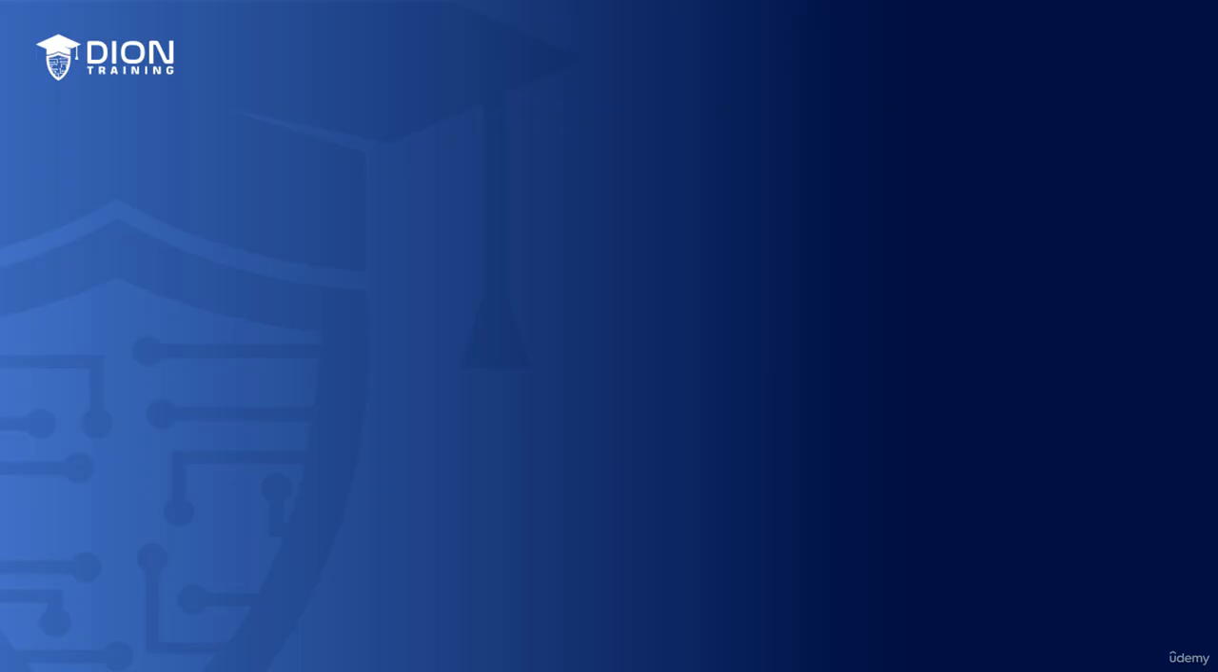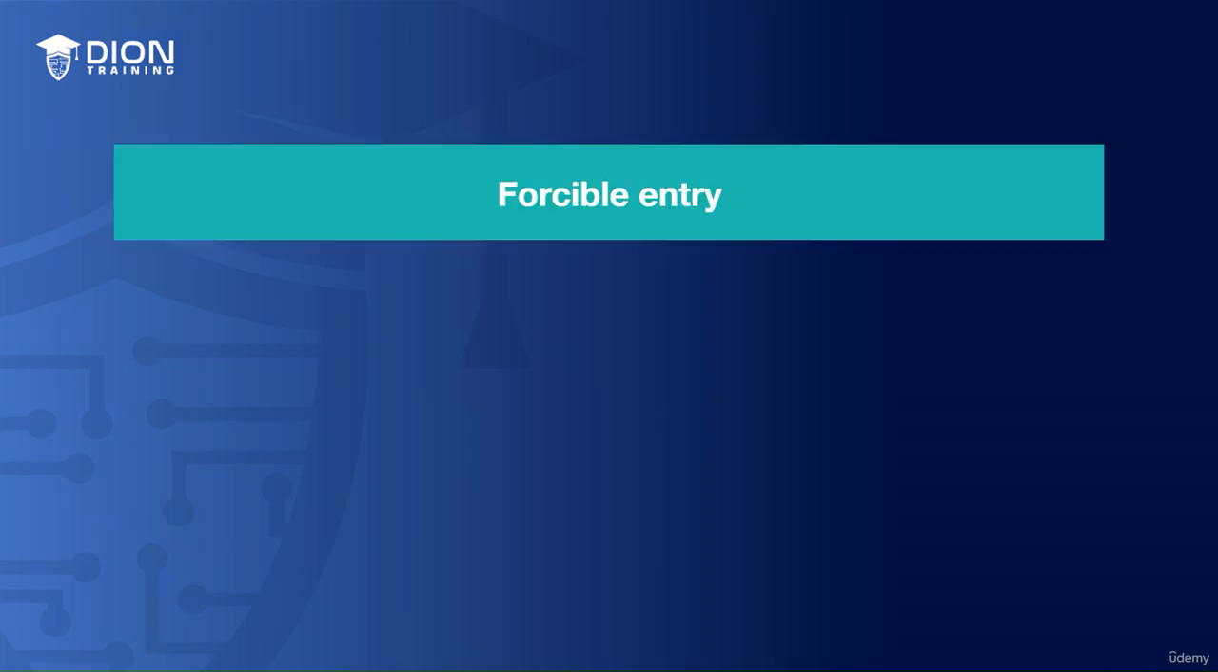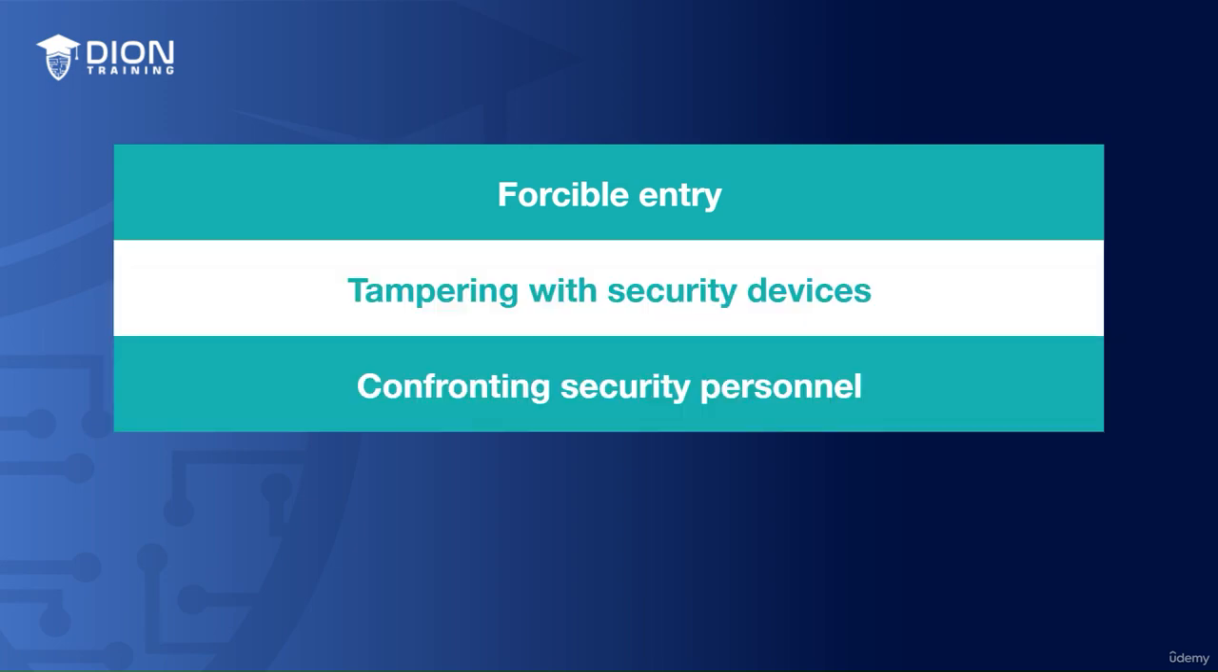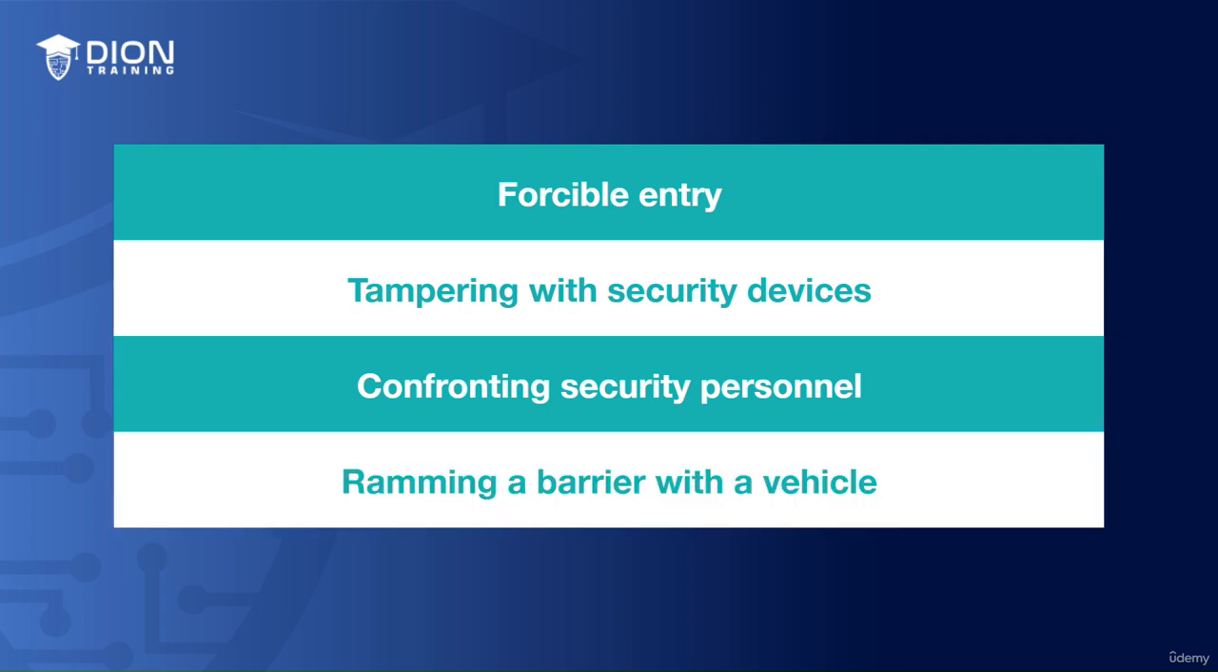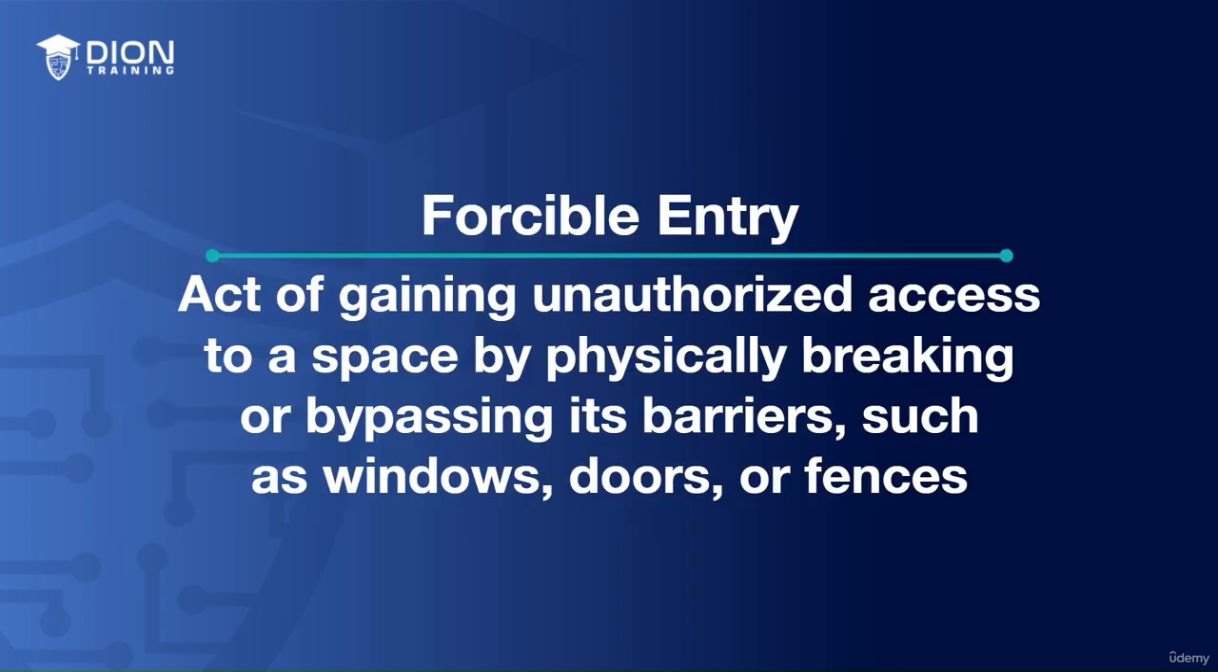Now, in the realm of physical security, we often have a more specific meaning though when we talk about a brute force attack, and it is much more of a violent method than you may have initially been guessing. When we talk about brute force in terms of physical security, we are focused on forcible entry, tampering with security devices, confronting security personnel, and ramming a barrier with a vehicle. First, we have forcible entry.